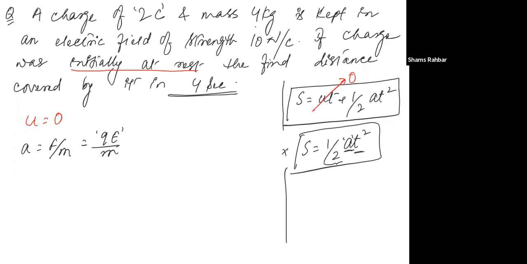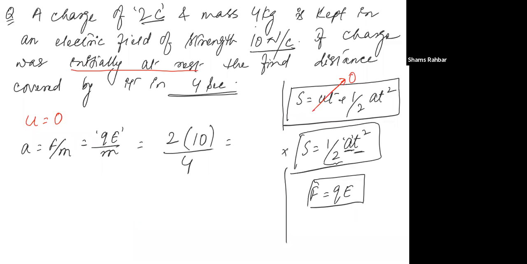See, force is QE. Why? Because the charge is placed in an electric field. So whenever you place a charge in an electric field, the force that acts on the charged particle is Q into E. So QE upon m, and Q is 2, E is 10, and m is 4. So 20 by 4 is equal to 5 meter per second square, right?